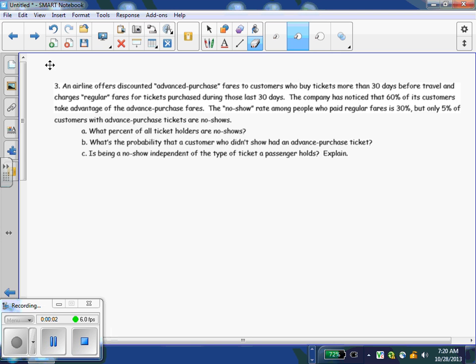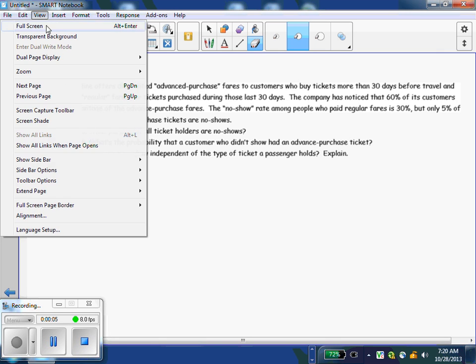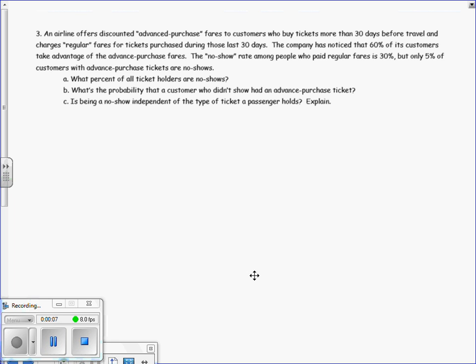Okay, we take a look at number 3. I'm going to make this full screen for us. Airline offers these advanced purchase tickets, or advanced purchase fare tickets, and then it's going to take a look at some no-show rates. The first thing that I would suggest here, I don't see the word both popping up. I don't see a lot within the word problem that's going to help me out.